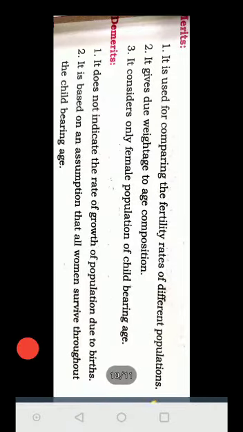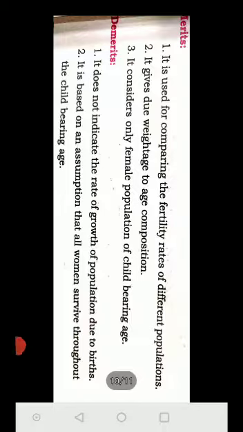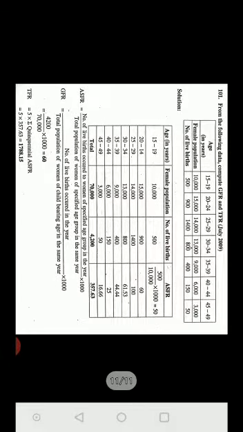Now let us see the merits and demerits. The first merit of TFR is, it is used for comparing the fertility rates of different populations. It gives due weightage to age composition. It considers only the female population of the childbearing age. These are the 3 merits. Let us just check the demerits of TFR, that is total fertility rate. The first one, it does not indicate the rate of growth of population due to births. It is based on an assumption that all women survive throughout the childbearing age. So these are the merits and demerits.